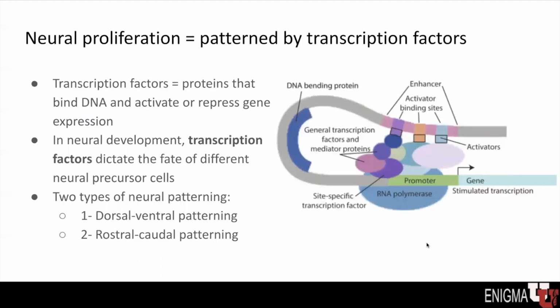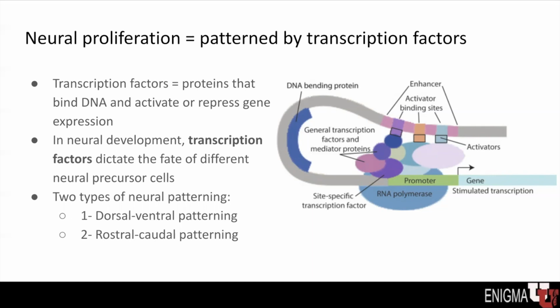And transcription factors are really important for this neural proliferation. These transcription factors are proteins that bind to DNA and activate or repress certain gene expressions. And during neural development, these transcription factors dictate the fate of different neural precursor cells. So even though the cells all have the same DNA, it's these transcription factors that will help determine what kind of neurons these precursor cells become.